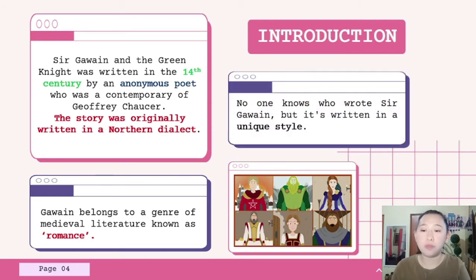No one knows who wrote Sir Gawain, but it is written in a unique style. The author responsible for Sir Gawain's distinctive style probably also wrote three other long poems that are contained in the same manuscript. They are Pearl, Patience, and Cleanness. Unlike Sir Gawain, these other poems are more obviously religious in nature. Because he also wrote Pearl, the author of Sir Gawain and the Green Knight is sometimes known as the Pearl Poet.